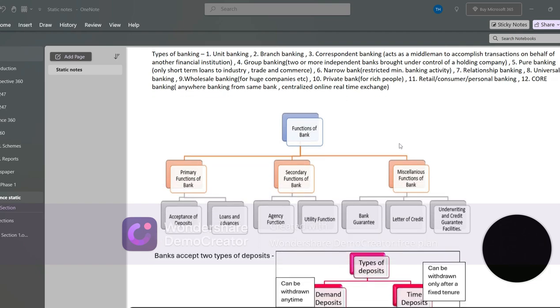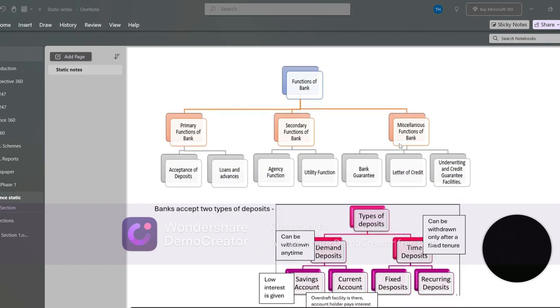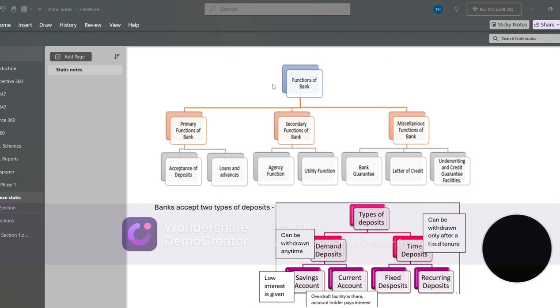Now, going above, we had done the types of banking. Now, functions of banks. There are three major functions: primary function, secondary function, and miscellaneous function. Primary function is acceptance of deposits, loans, and advances. Secondary function is they can act as an agency function or utility function. Miscellaneous are they can provide bank guarantee, letter of credit, and underwriting and credit guarantee facilities. We will study each of these in more detail.